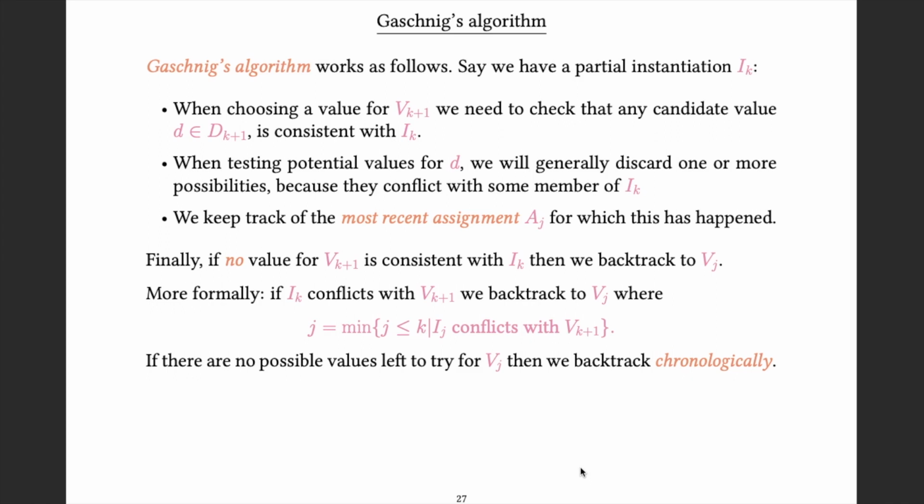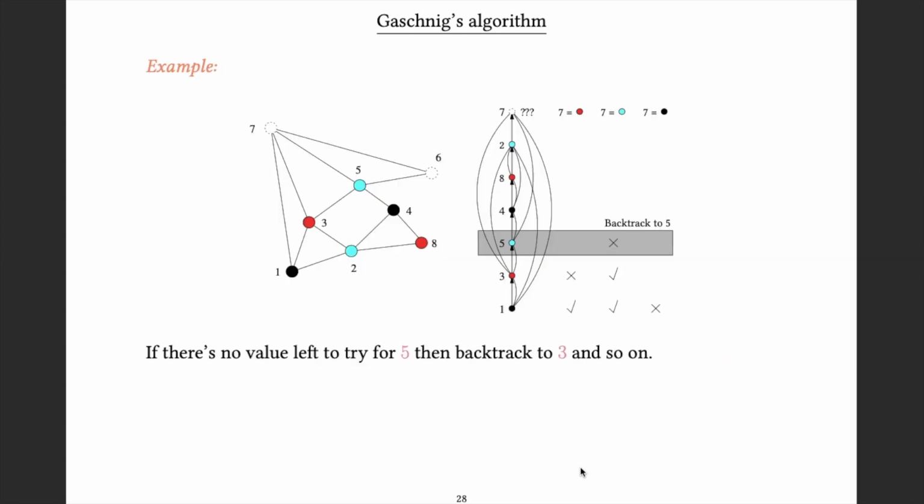The question then arises, of course, of what happens if we backjump to the jth variable using this equation and it has no values left. Well, in that case, Gaschnig's algorithm then just reverts to backtracking chronologically. Here's a simple example once again. We've assigned variable 1, then variable 3, then 5, then 4, then 8, then 2, and now we want to know if there's something that we can assign to 7.